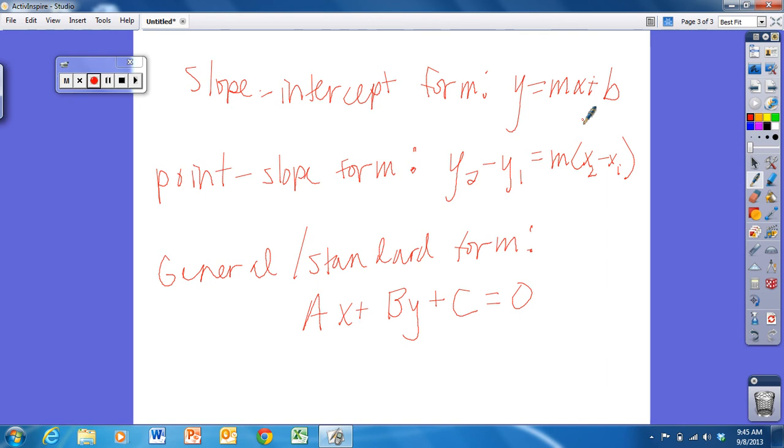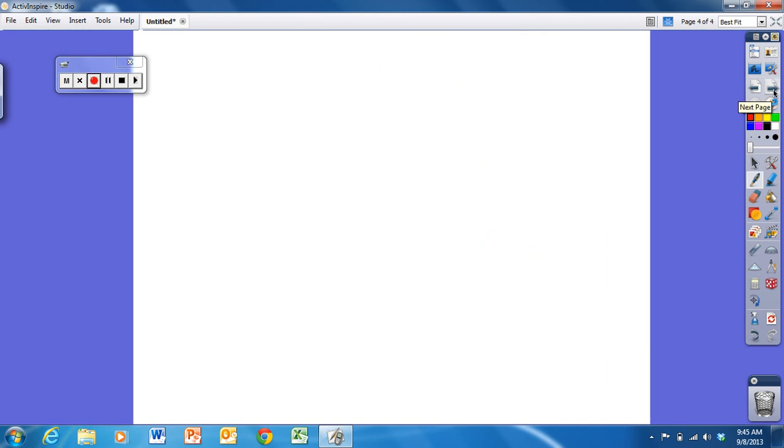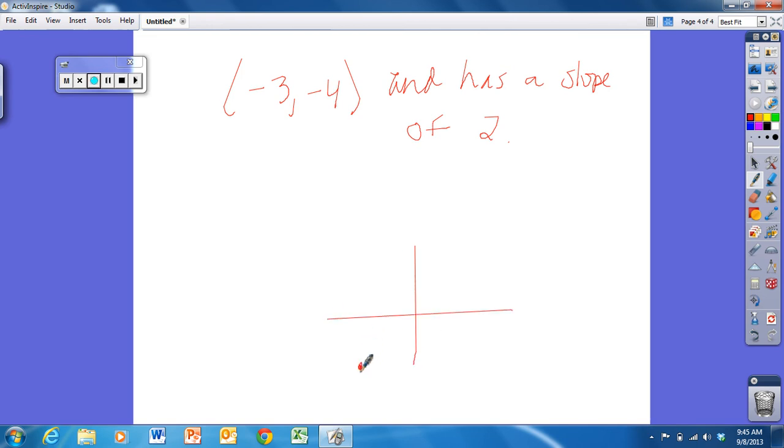So let's try one, shall we? The question says, write the equation of the line that passes through the point (-3, -4) and has a slope of 2. So there's only one line on this graph that goes through this point and goes up 2 over 1. There's only one line. We have to figure out what the equation of that line is. And it says leave your answer in point-slope form. So we're going to do just that.